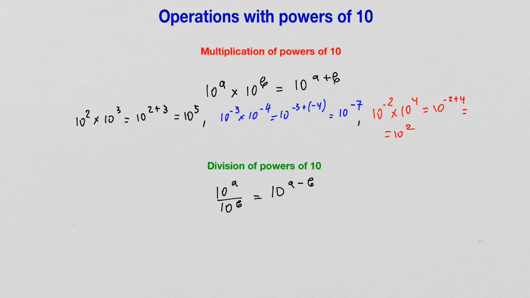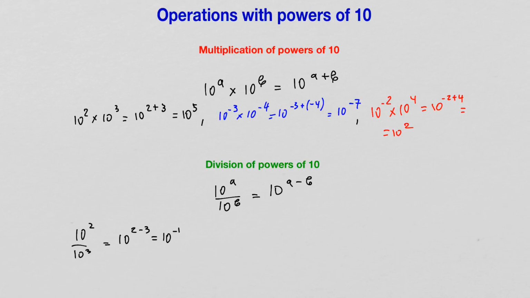Now for dividing powers of 10, we take the two exponents and we subtract them from each other. So for example, if I have 10 to the power of a divided by 10 to the power of b, that is simply equal to 10 to the power of a minus b. So here you have to be careful with the sign of b, because if that's a negative power, the two minuses will produce a plus here. So let's look at several examples.